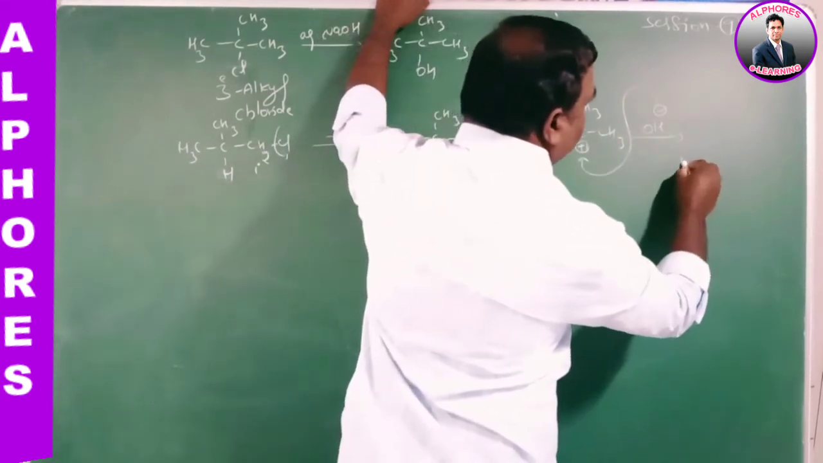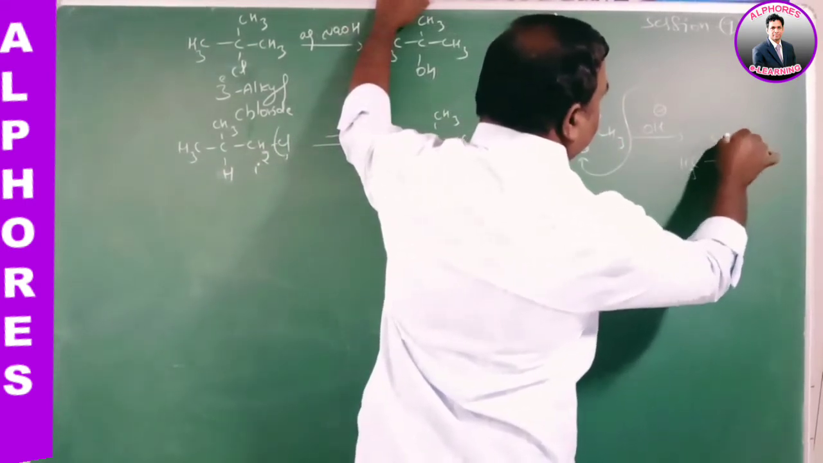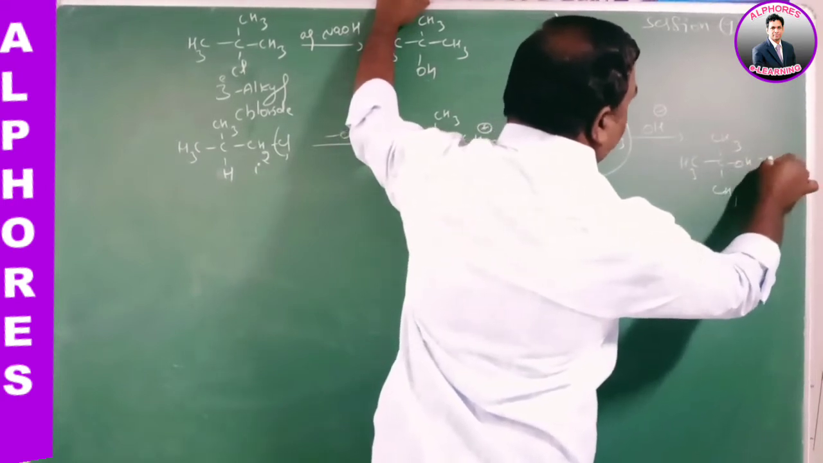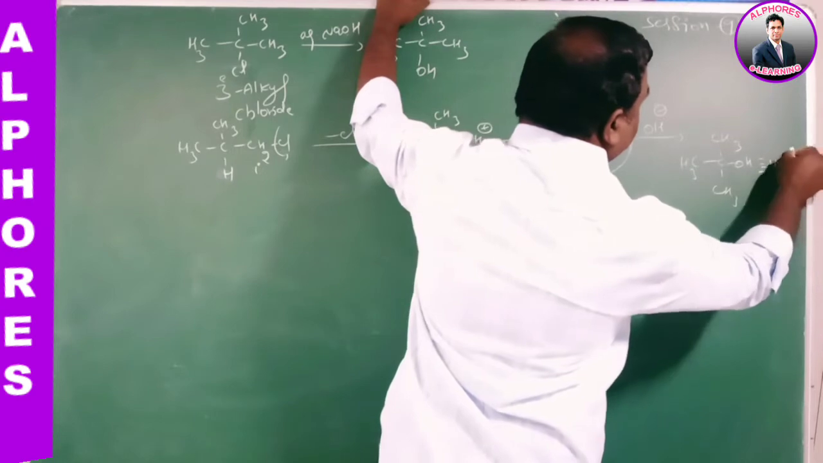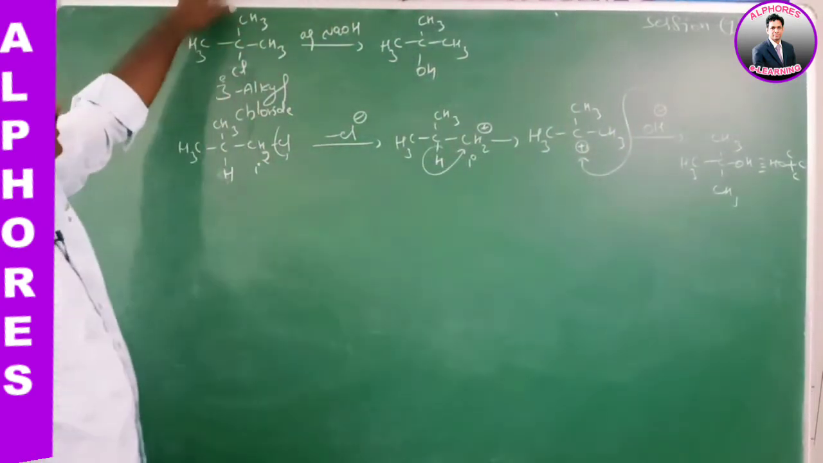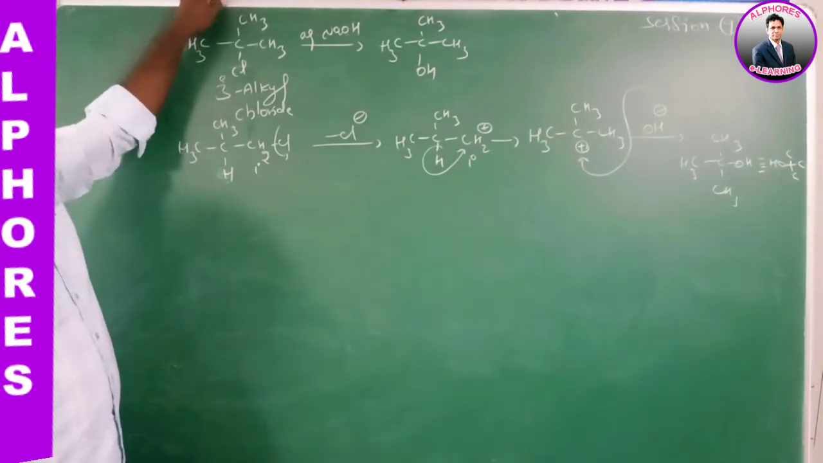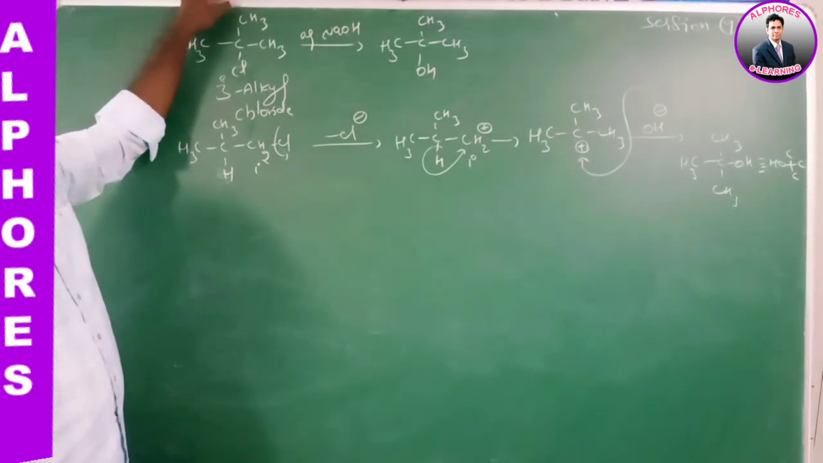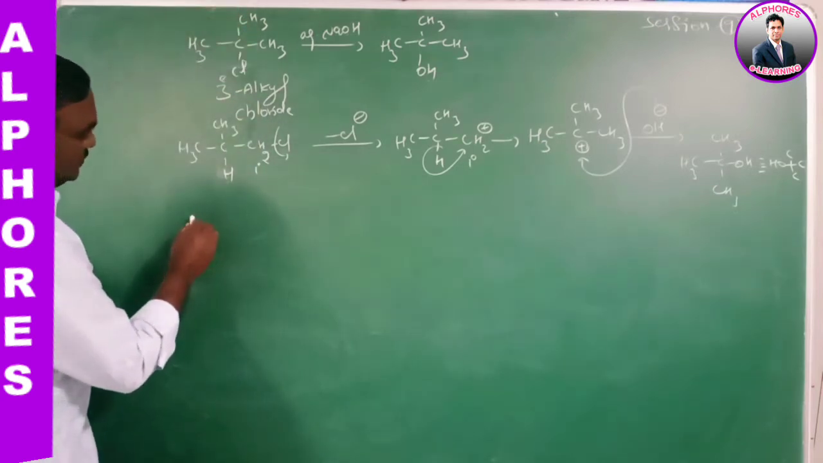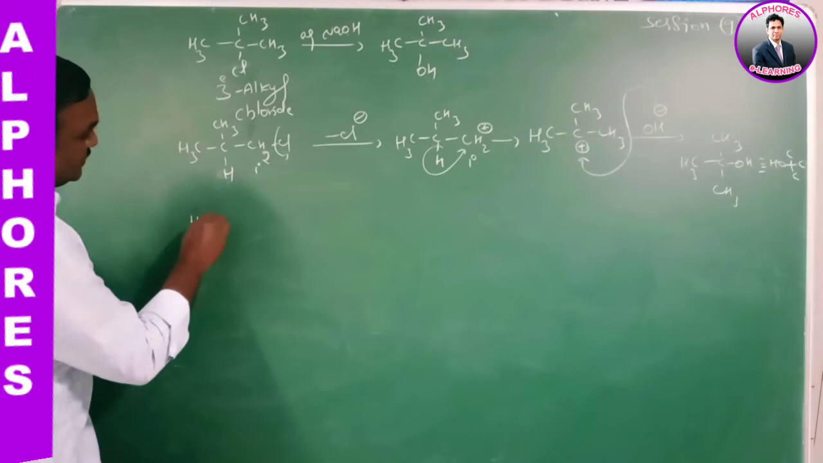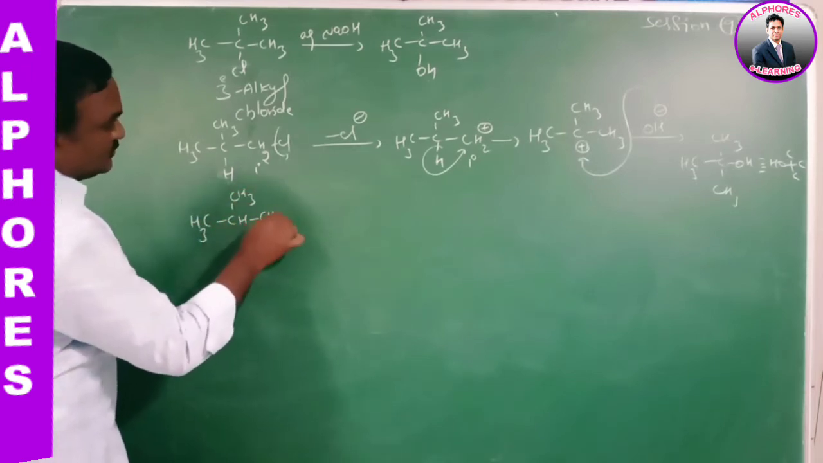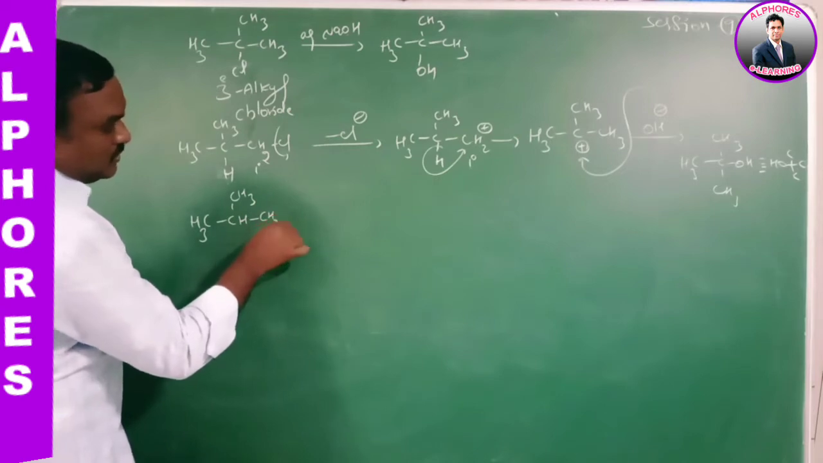Again we form CH3, CH3, CH3 OH. Or if you write it like this, both are the same in this case, because there is no chiral center here. This is the way to write that rearrangement product.